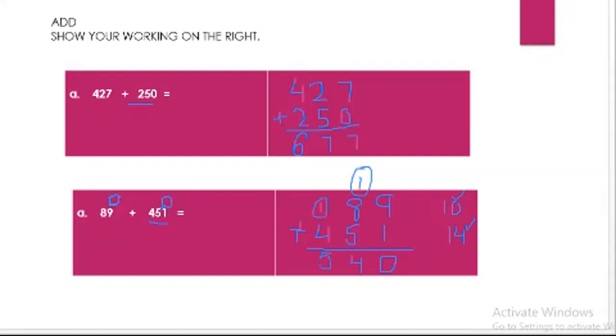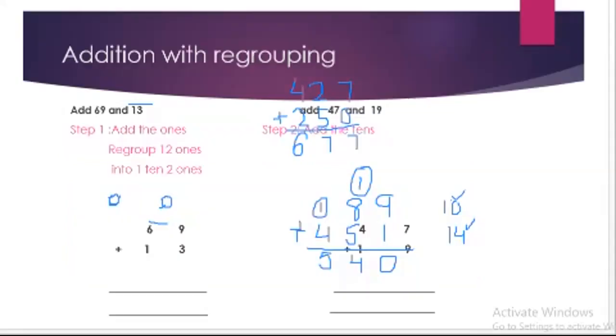So our answer is 540. Now only 2 or 3 worksheets are left that we are going to do, and we will do them in a nice style. Okay. Again, I forgot to erase my board. So let me just erase the board and read the topic.